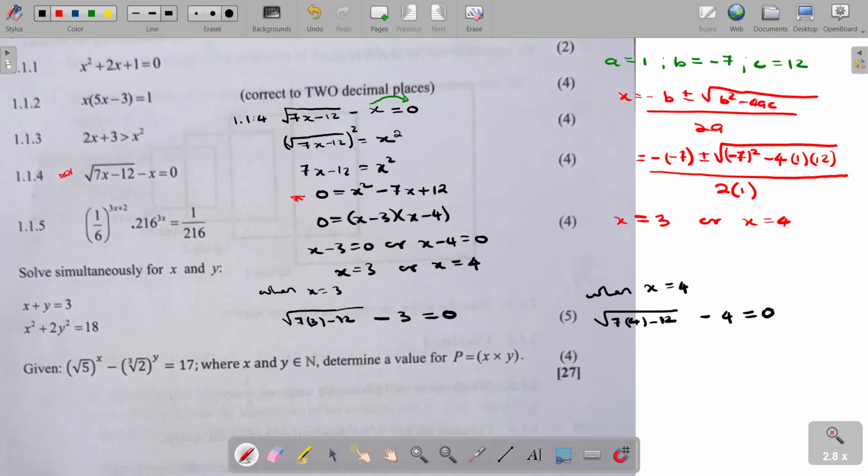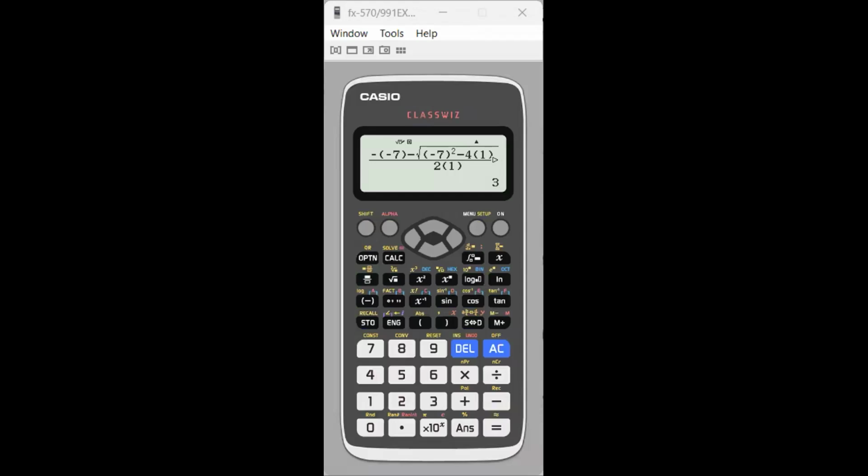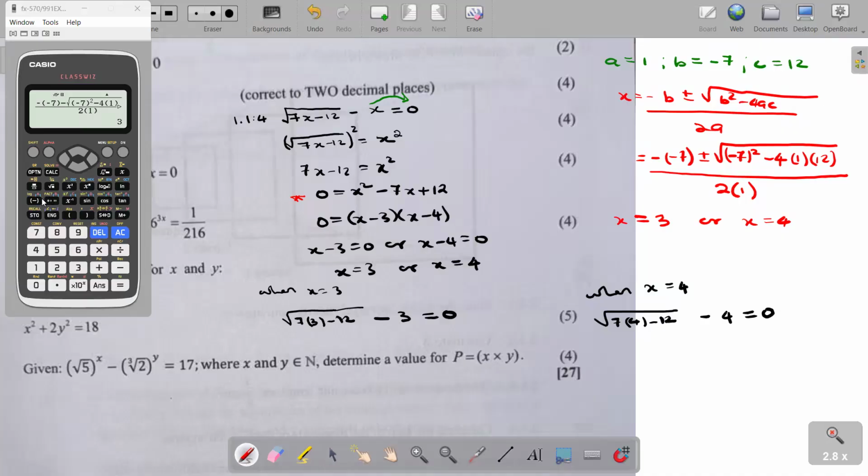So let's check using our calculator. We are going to substitute the square root of 7 times 3 minus 12, minus 3. It's giving us 0. Let's check when we put 4.